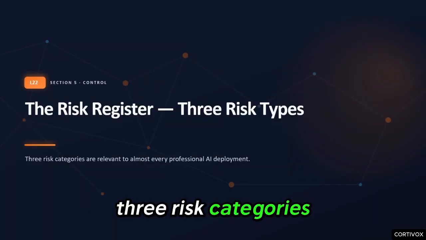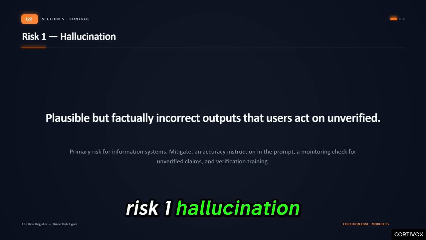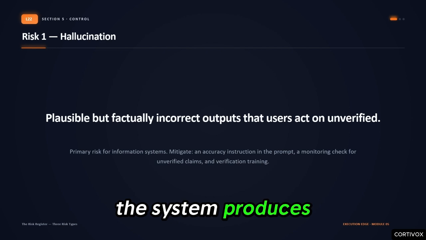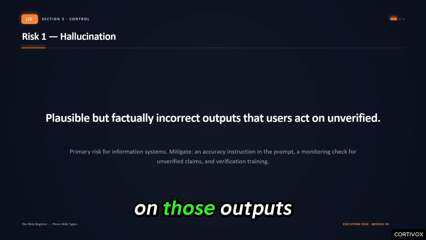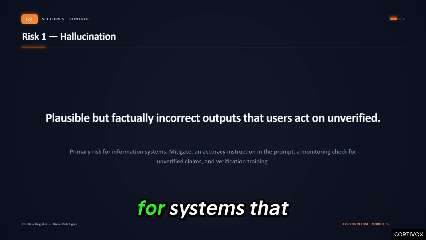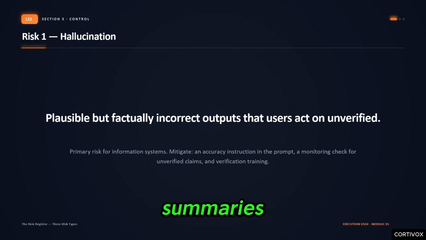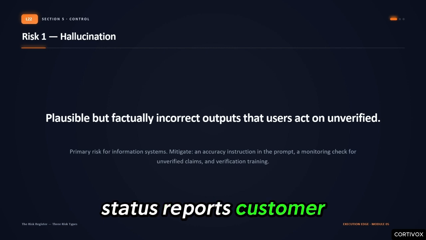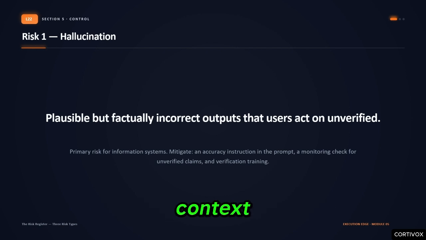3 risk categories are relevant to almost every AI deployment in a professional environment. Risk 1, hallucination risk. The system produces plausible sounding but factually incorrect outputs, and users act on those outputs without independent verification. This is the primary risk for systems that produce information: research briefs, meeting summaries, status reports, customer responses, performance reviews. The consequence depends on context.